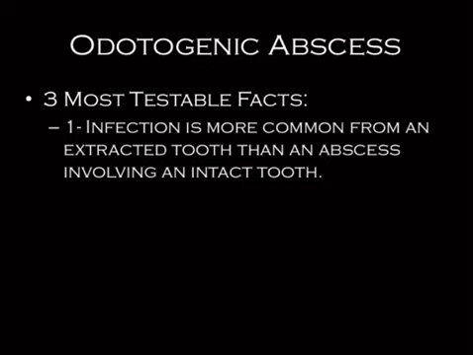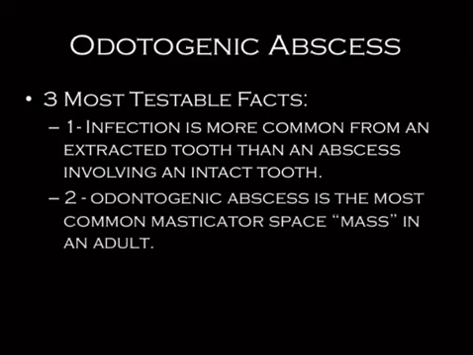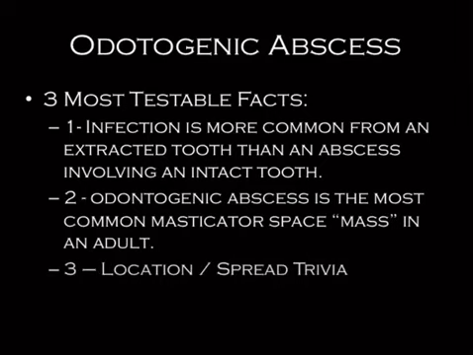The next thing is, and I mentioned this before, in an adult, the most common mass in the masticator space is an odontogenic abscess. In a kid, you may be thinking about some rhabdomyosarcomas or something like that. It's less common in kids to have a mass in the masticator space. And then three is the way that these things locate and spread. So let's talk about that.